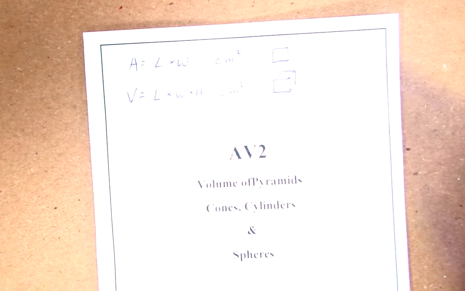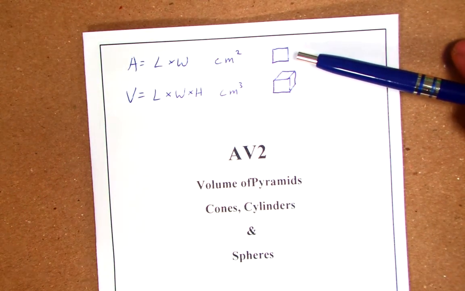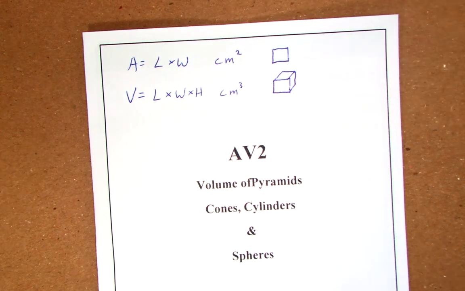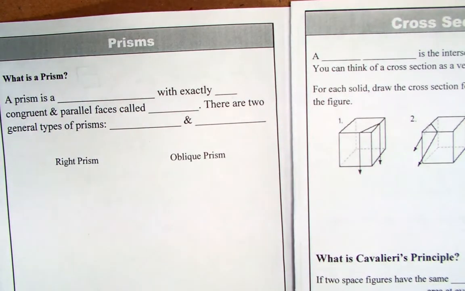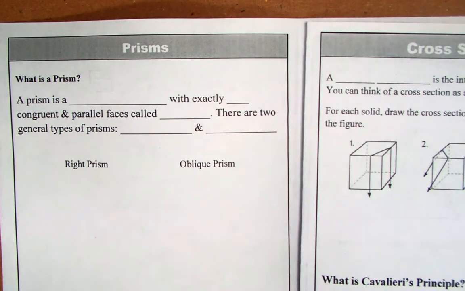All right, so with area, we're counting how many of these squares fill a space. With volume, we're counting how many of these cubes fill a space. All right. Just a few things to get out of the way, some terminology, and then we can get into the formulas. So first, what's a prism?